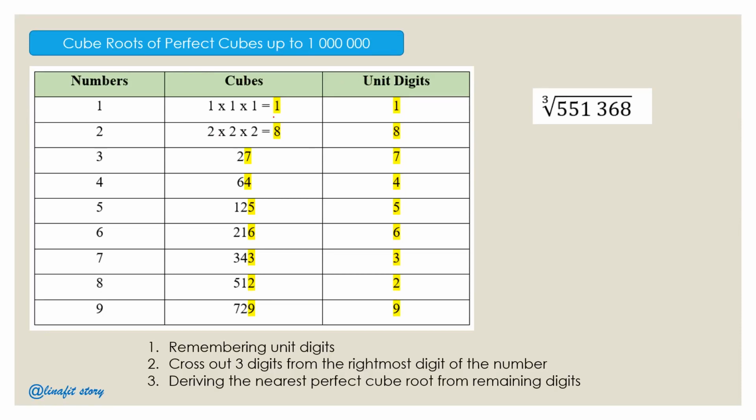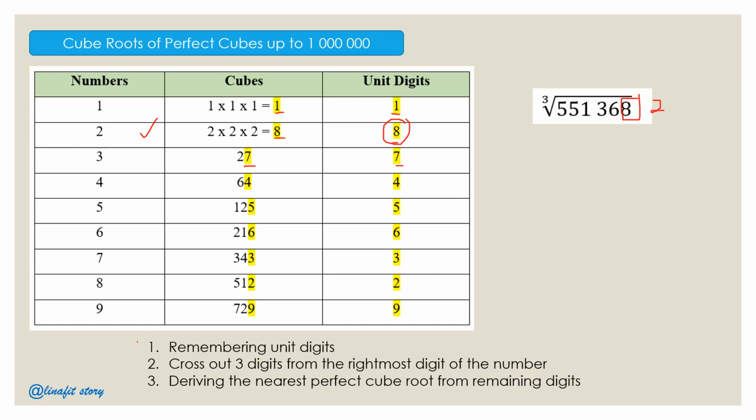For example, 1 cubed is 1, the unit digit is 1. 2 cubed is 8, so the unit digit is 8. 3 cubed is 27, so the unit digit is 7, and so on. Then how to find the cube root of 551,368? First, step number 1. Remembering unit digits. 8 is the unit digit of 2.